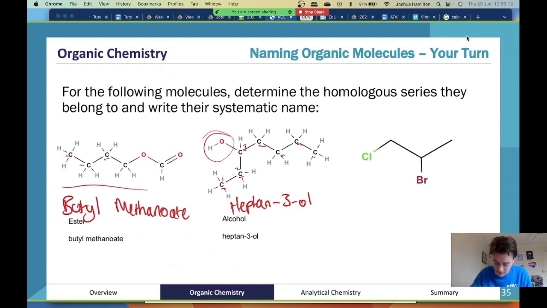Heptan-3-ol. Now, lastly, this is what I got you guys to do. So 1, 2, 3. There is a chlorine molecule here and a bromine molecule here. This is closer to the end, so we're going to prioritize from here. They're both the same priority, but because the chlorine is at an end, we may as well count from there. So 1, 2, and then this is the third one.